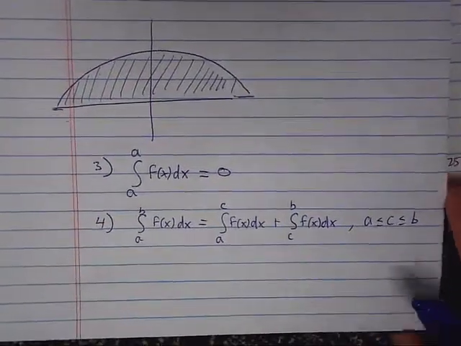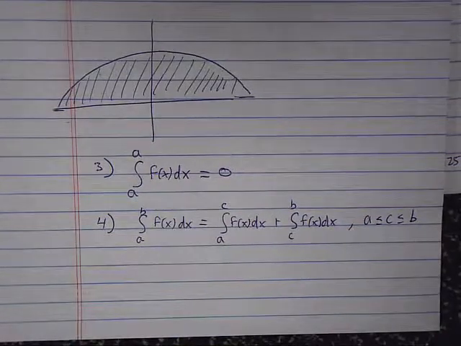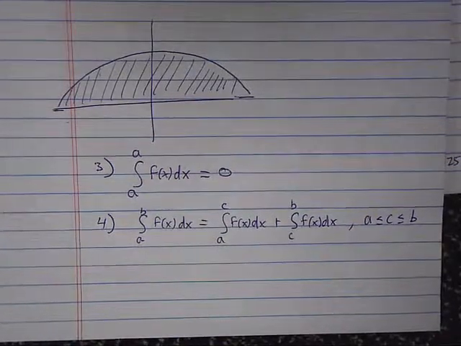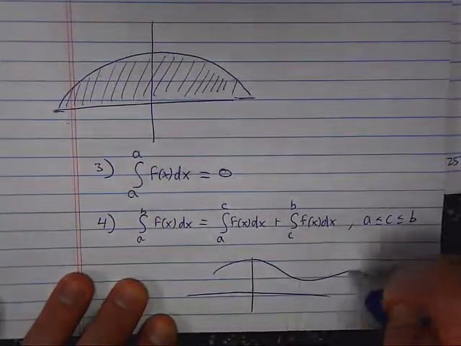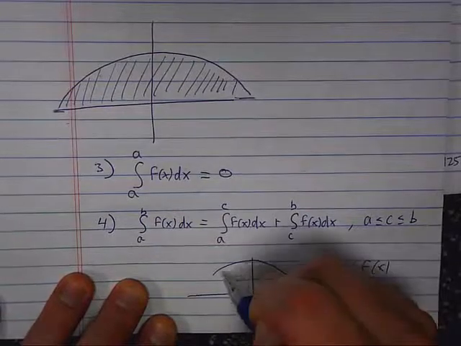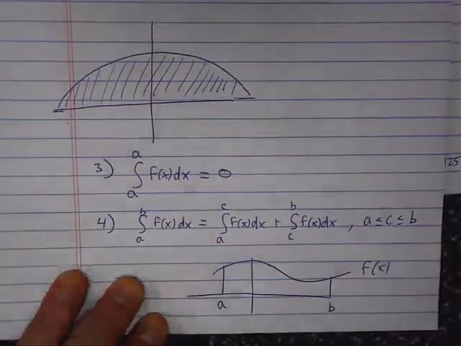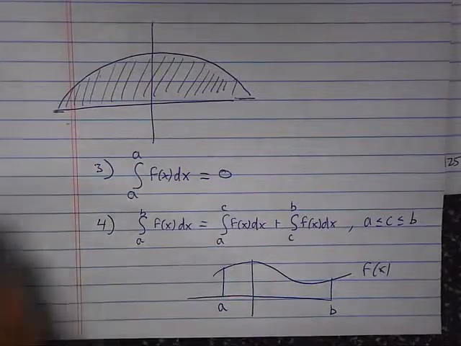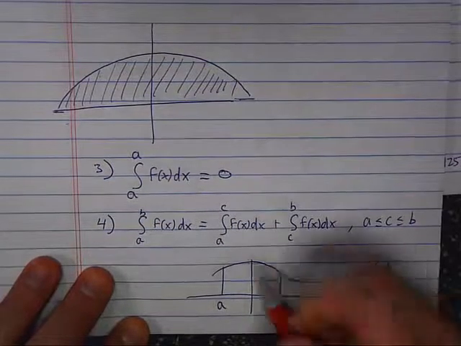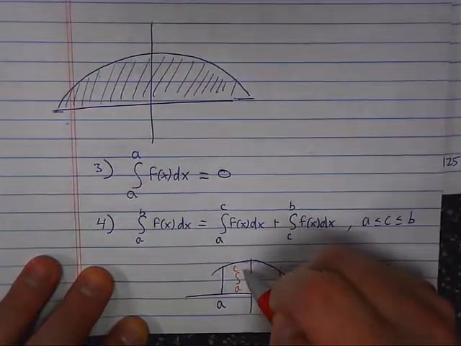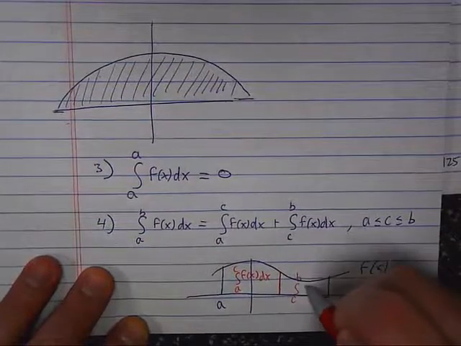That looks fairly complicated, but it's really not. Anybody tell me what that's saying? You're just dividing it into parts. Correct. And then it's the sum of the parts. So all this is saying is if I have some function, here's my function f of x, and I'm finding the area from here, which is a, to there, which is b, if I pick some number in between and I split this into two areas, this would be the integral from a to c, and this would be the integral from c to b.